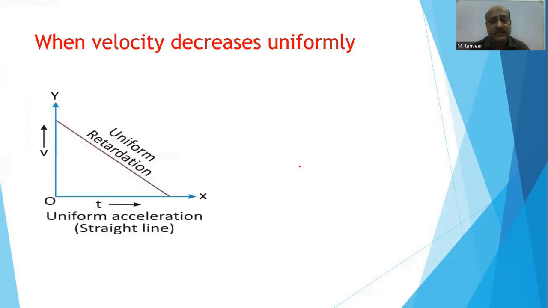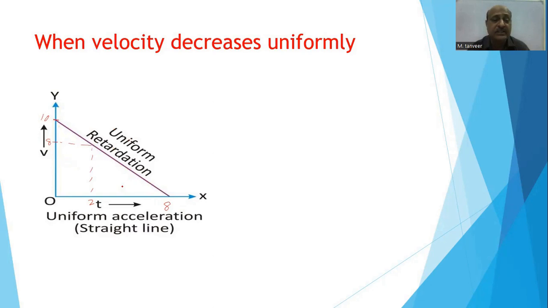When velocity decreases uniformly, this is the velocity which is decreasing uniformly. Suppose here velocity is 10, time is suppose 8 seconds. Now at this point velocity is 8, time is suppose 2 seconds. Velocity is decreasing. First it is 10, then it is 8, then velocity is 6, 4, and so on. When velocity is decreasing, then acceleration is called deceleration or negative acceleration or retardation.